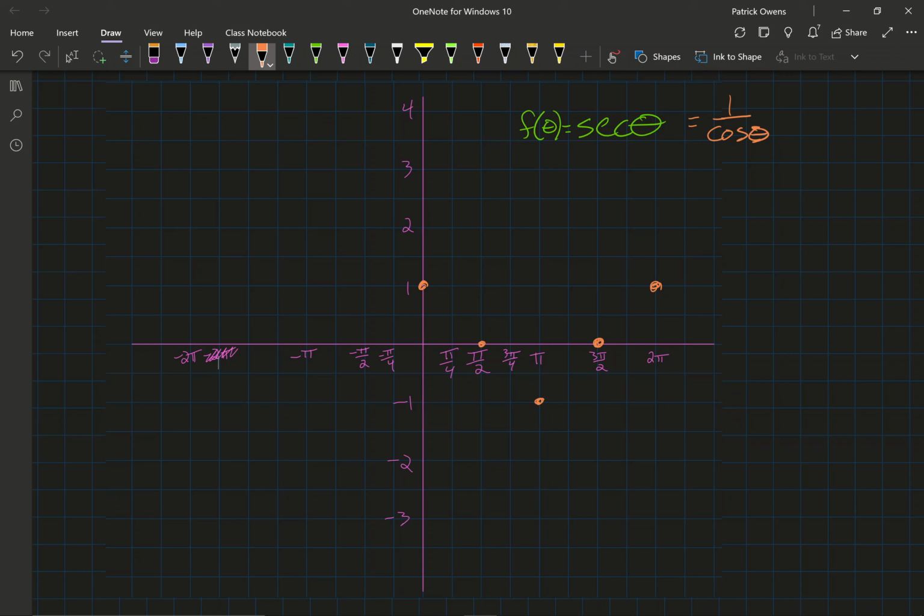asymptote. So everywhere that cosine is equal to 0, then secant is going to have a vertical asymptote. Once you have these maximum and minimum values and your asymptotes, you're ready to graph secant.